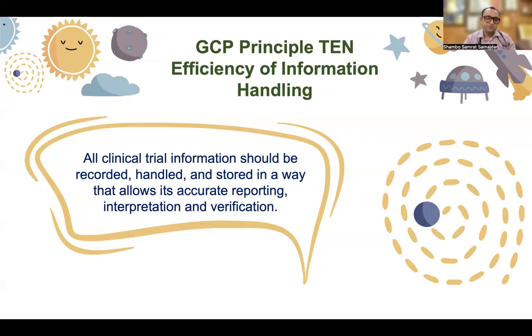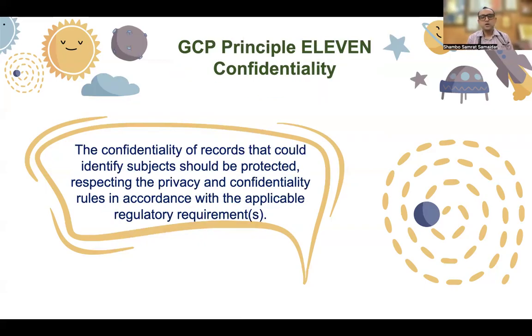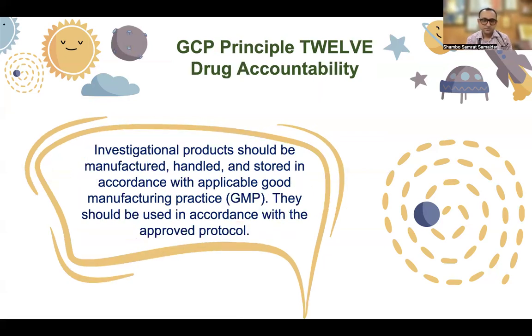Efficiency of information handling. Here we need to give emphasis to the data credibility part, and all clinical trial information should be recorded, handled, and stored in a way that allows its accurate reporting, interpretation, and verification. The 11th principle is confidentiality. The confidentiality of records that could identify subjects should be protected, respecting the privacy and confidentiality rules in accordance with the applicable regulatory requirements. So confidentiality is again an important part of GCP.